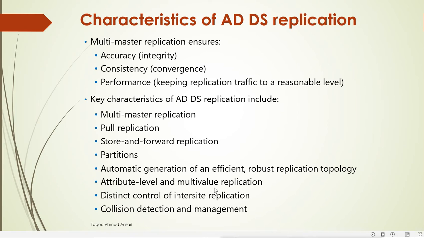Attribute-level and multi-value replication are done. Distinct control of inter-site replication: we can control how and when it is going to be replicated from one site to the other site. Collision detection and management is also done in the replication of Active Directory.